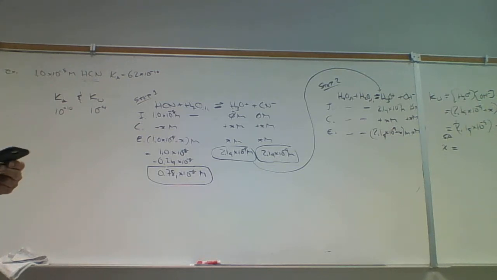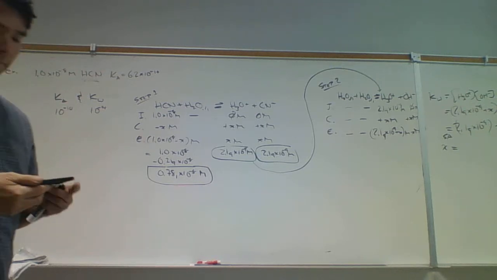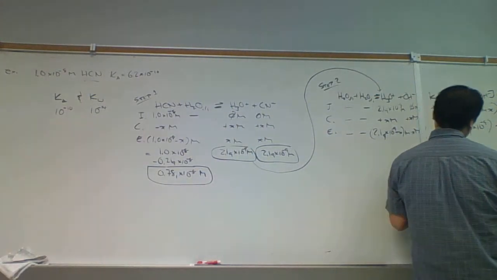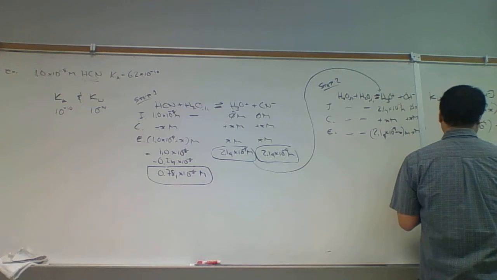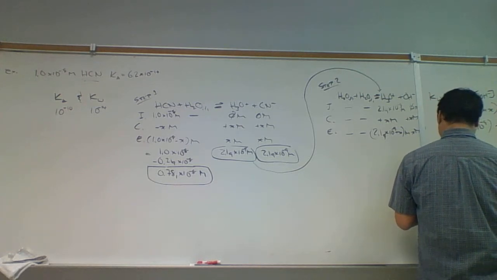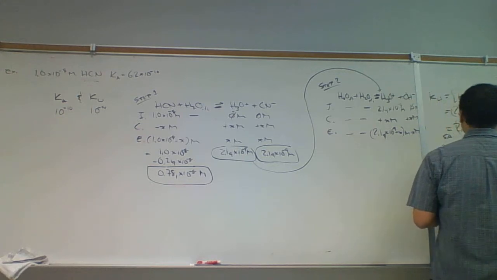That's going to be 1 times 10 to the minus 14 divided by 2.19 times 10 to the minus 9. 4.56 times 10 to the minus 6.